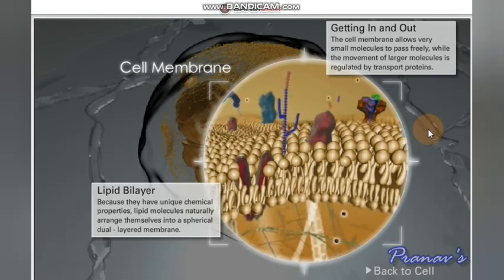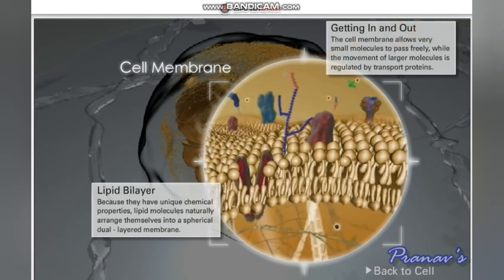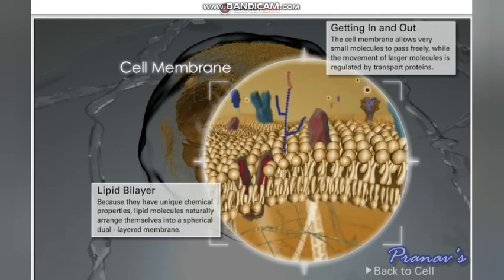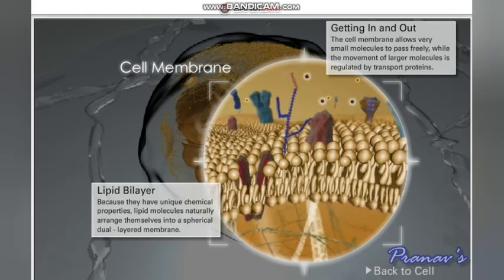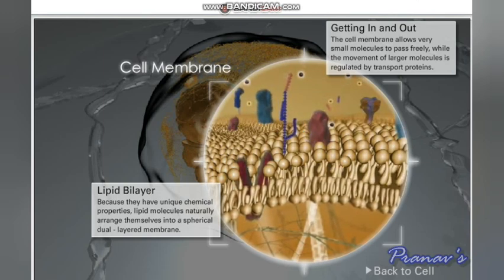You can see the lipid bilayer model of the plasma membrane. It has two layers, that's why it is called lipid bilayer. One is hydrophilic and another is hydrophobic. Gaseous exchange takes place through the cell membrane by the process of diffusion, and water and other solutes move in and out through the process of osmosis.